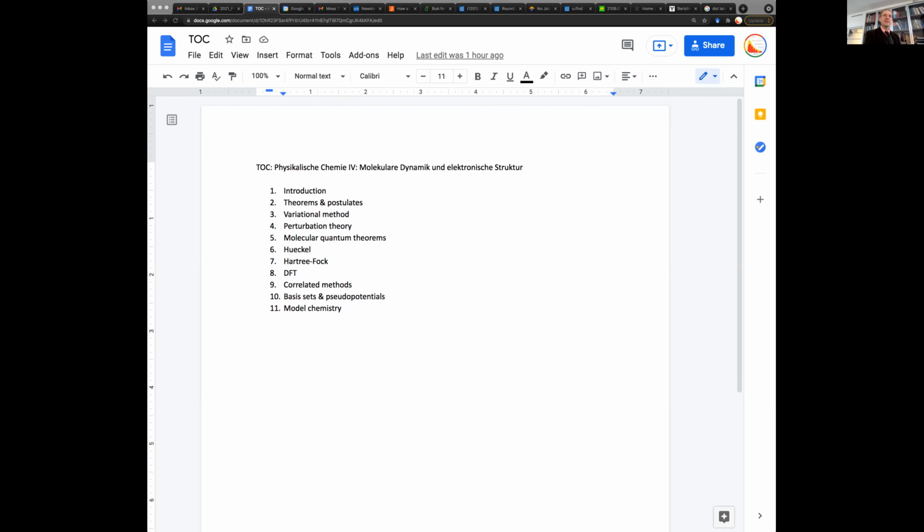The entire lecture series is Physical Chemistry 4, Molecular Dynamics and Electronic Structure. And we will really focus more on the electronic structure. The electronic structure allows us, and we will discuss this in quite some detail, to obtain forces on all atoms, okay? And these forces are one of the most crucial ingredients for doing molecular dynamics.